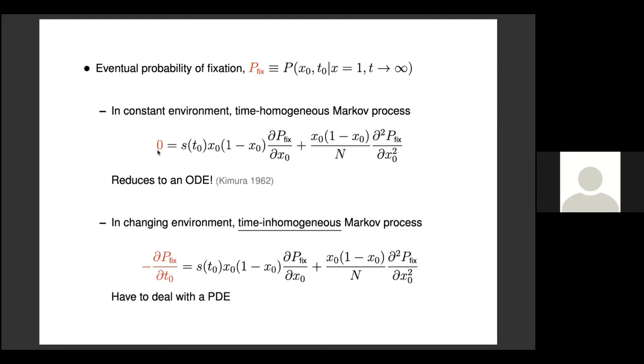Today, I'm interested in a changing environment. That is, selection is not translationally invariant. I have a time-inhomogeneous Markov process. In that case, I cannot put the left-hand side to be 0. And I still have to deal, therefore, with the full PDE. So the simplification that happens for the constant environment does not happen here, and one has to deal with this rather difficult situation. Okay, so that's one way of dealing with it. And that's something which is familiar to physicists. If you're trained as a statistical physicist, you basically know this stuff. Okay.